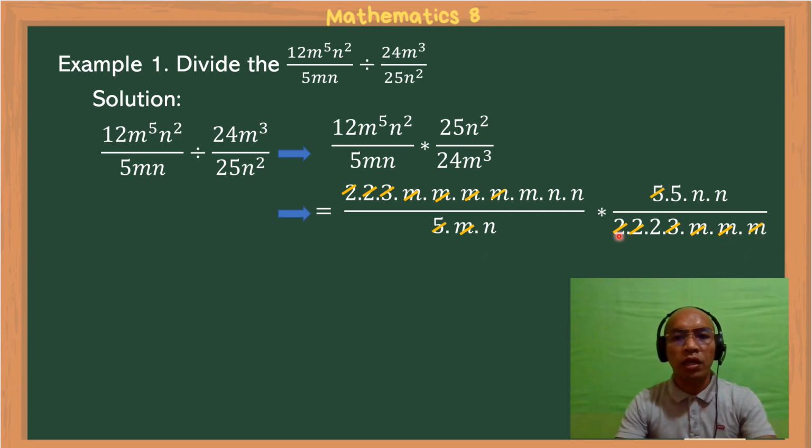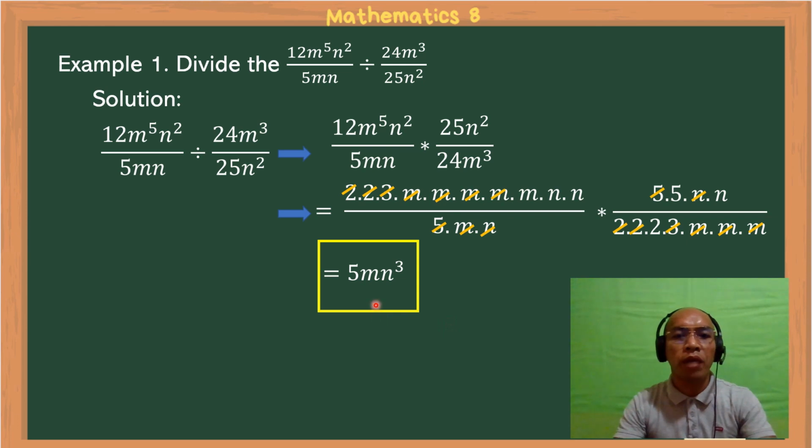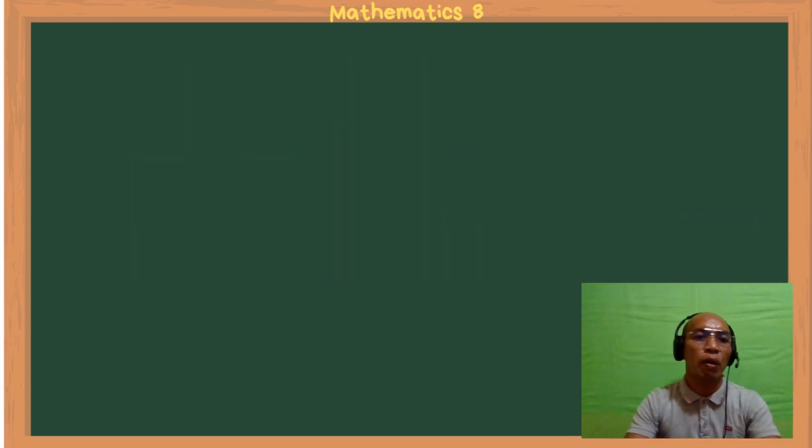So for 5, it can be cancelled out. Then for n, it's also cancelled out. So what is left in the numerator is 5 times m times n times n. So that is 5mn cubed all over 1, or 5mn cubed. So this is now the quotient if this expression is divided by this expression.